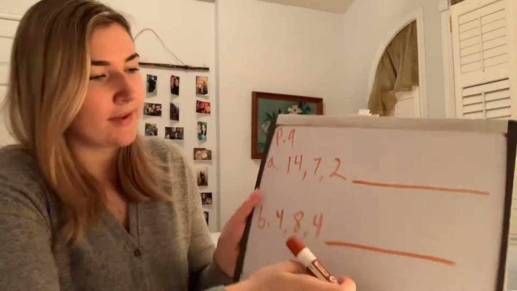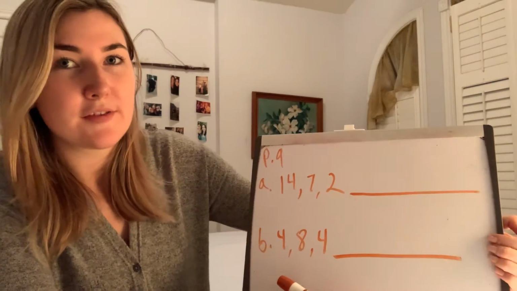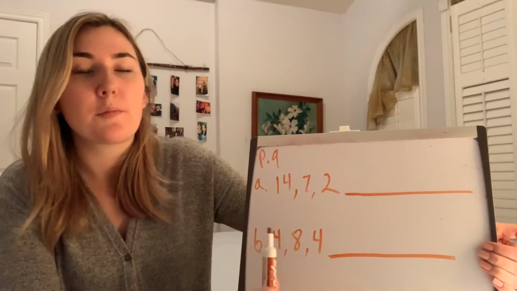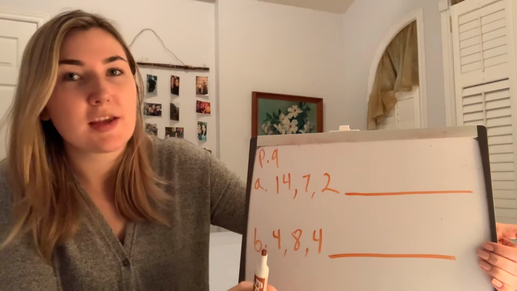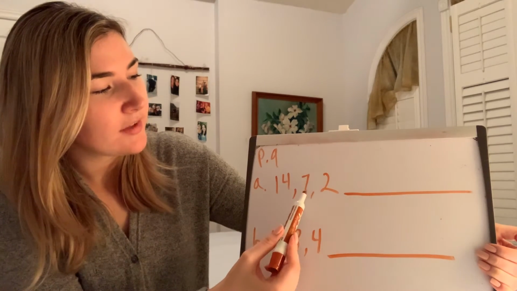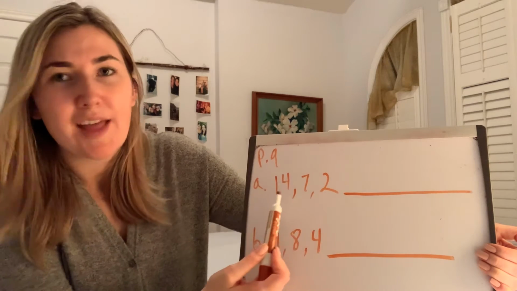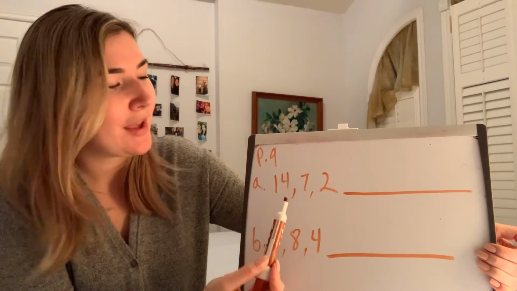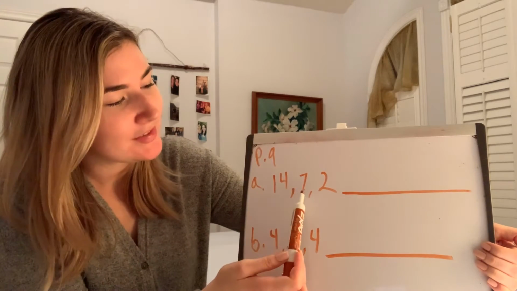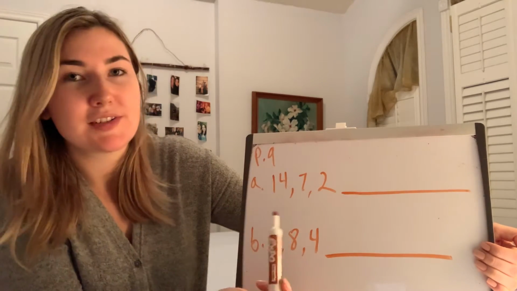All right, so we have A. The numbers we're given are 14, 7, and 2. So we can either write an addition problem or a multiplication problem. So we can try 7 plus 2, that won't equal 14. So we can't really add these numbers. But if we know our multiplication, we know that 7 times 2 equals 14.